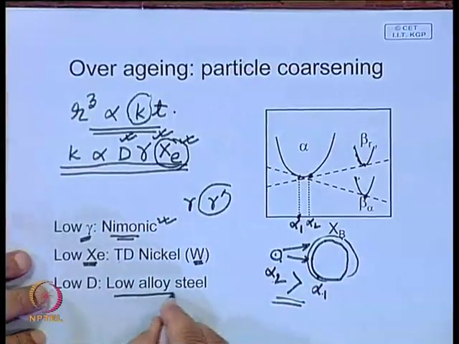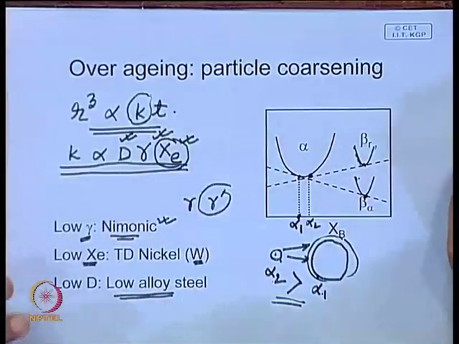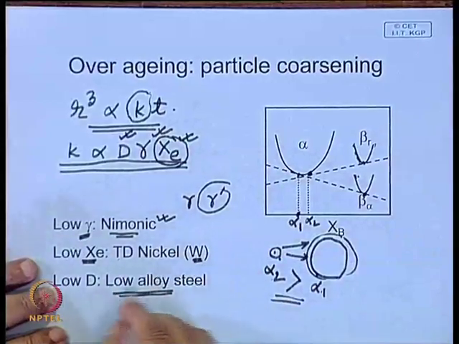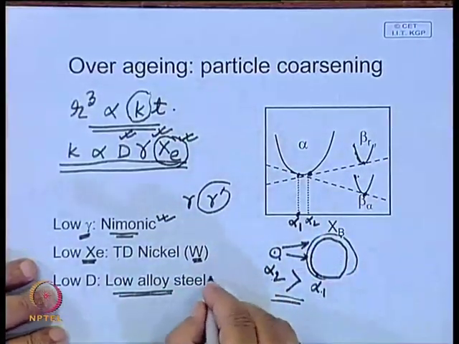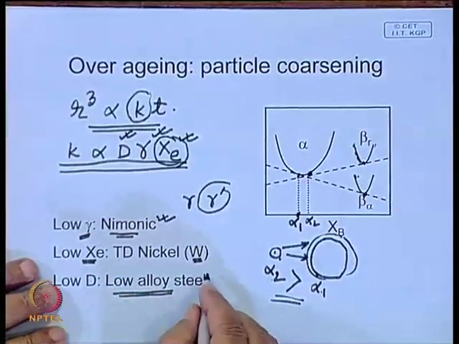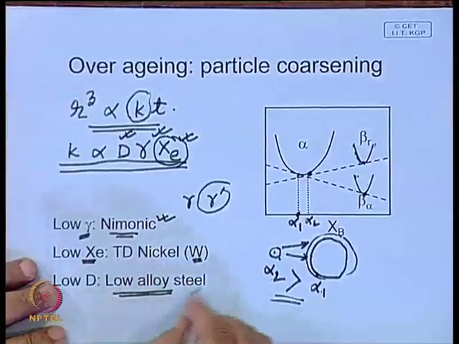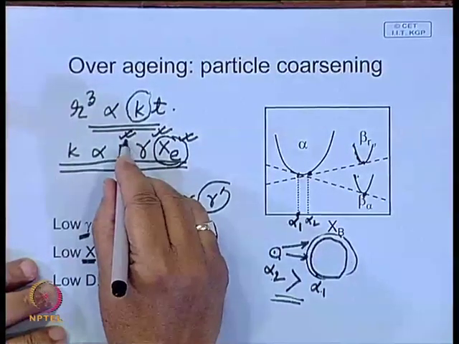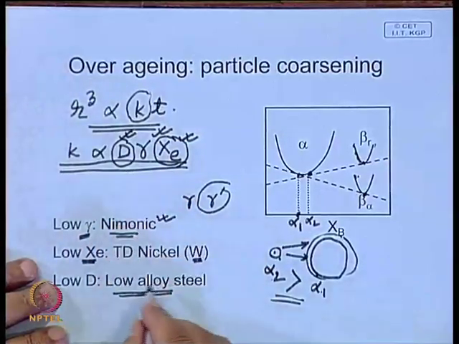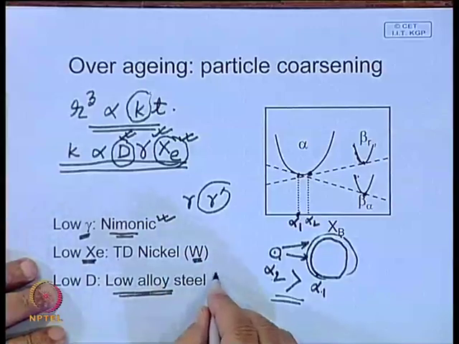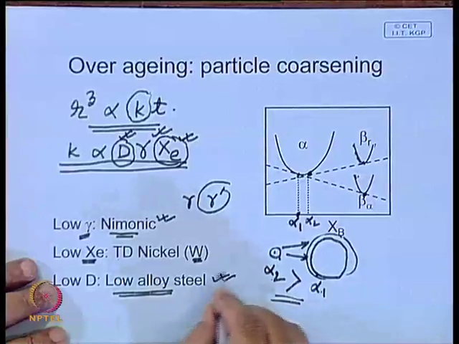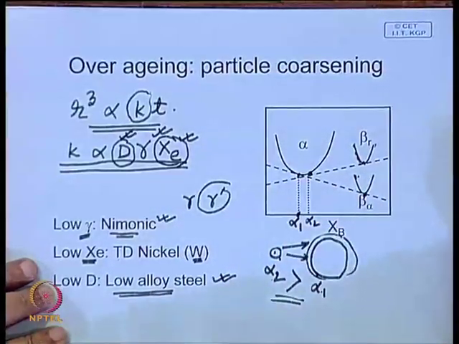Another is low alloy steel, very often used for high temperature applications like boiler tubes or steam turbine blades. If it is a plain carbon steel, the carbon diffusivity is very high, so the carbide will coarsen. You can bring down the coarsening rate of carbide by adding some alloying element which goes into the carbide. If you add strong carbide formers, you can decrease the coarsening rate of the precipitate and increase the high temperature stability of low alloy steel.